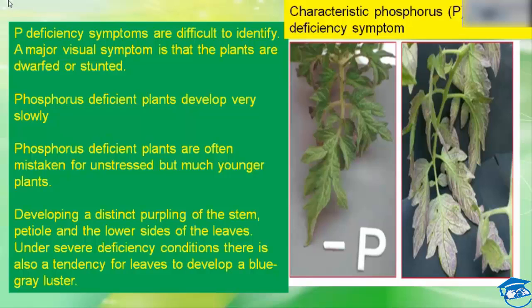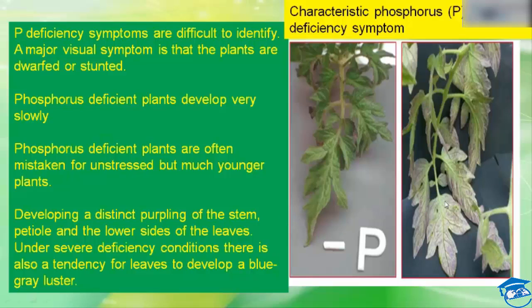Phosphorus deficiency symptoms are difficult to identify. A major visual symptom is that the plants are dwarfed or stunted. That means because of the phosphorus deficiency, the plant shows retarded or stunted growth. Phosphorus deficient plants develop very slowly, and they are often mistaken for unstressed but much younger plants, developing a distinct purpling of the stem.